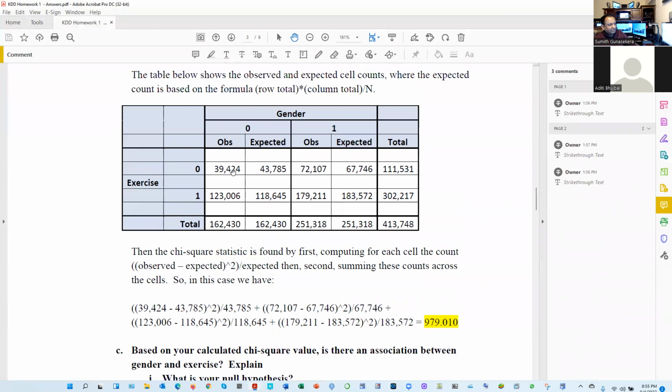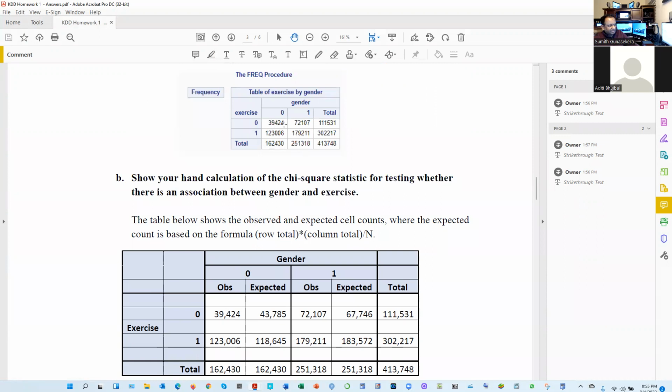How are you going to get this number? This is the observed value, and this is our expected value. How do you get the expected value? For this cell, I go to the row total related to that cell, 111,531, and the column total, 162,430, and multiply those two, then divide by the grand total.